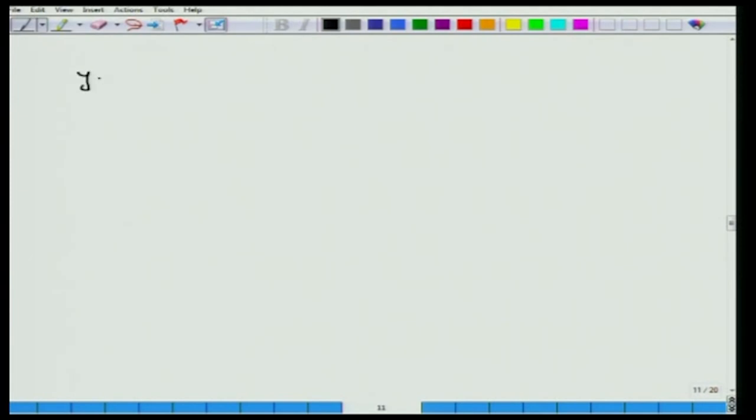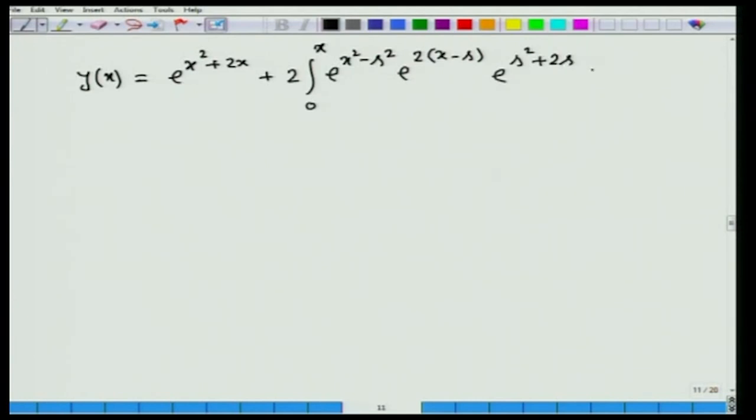Using the formula for getting the solution of this problem, we can write y(x) equal to f(x), that is e to the power x² plus 2x, plus λ, that is 2, times the integral from 0 to x, the lower limit is given as 0, of e to the power x² minus a² times e to the power 2(x minus s), then e to the power a² plus 2s ds. Just for your convenience, I can mention here, this is your f(s) for the given problem, and this expression is actually R(x, s, 2), the resolvent kernel.